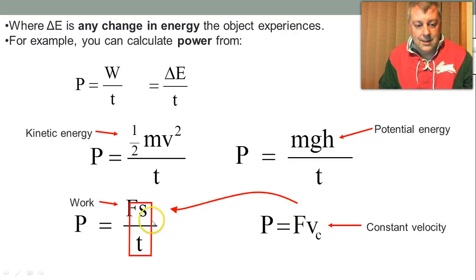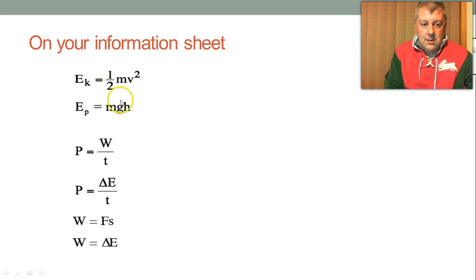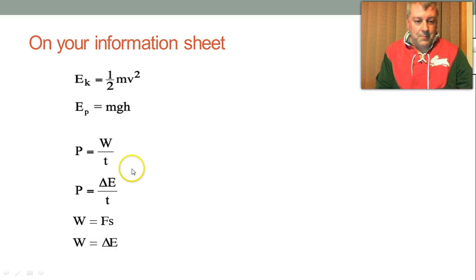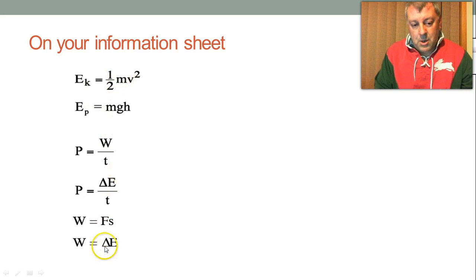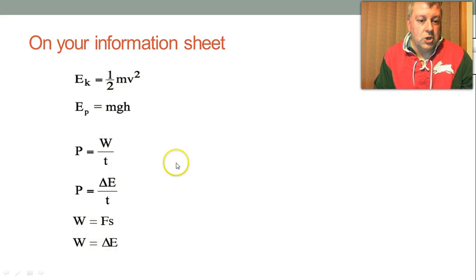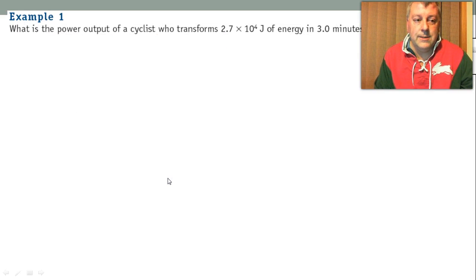Now this one and this one are not on our information sheet. Neither is this one nor this one. But if we look on our information sheet, they're all there in one form or another, and the one I'm missing here is V equals S on T, and so we should be able to combine those depending on what the question's asking us and what we're given. Let's have a go at a couple of examples.